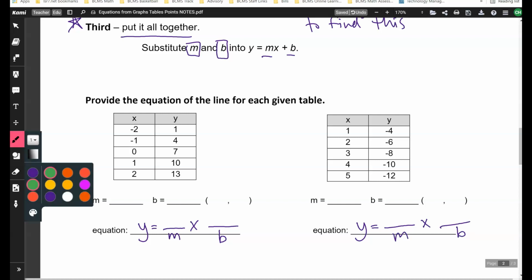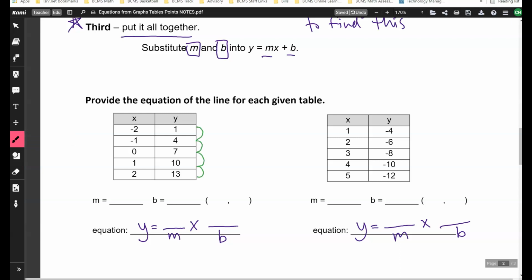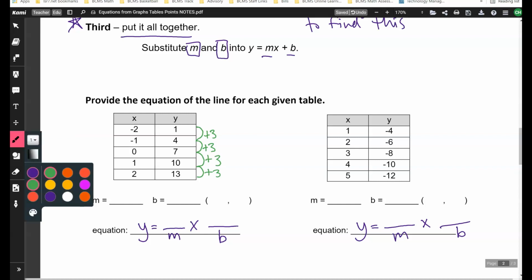So if we take a look at this first table right here, I'm looking for the change in y that's happening each time I get bigger. From 1 to 4, that's a change of positive 3. From 4 to 7, another change of 3. 7 to 10 is another change of 3. And 10 to 13 is another change of 3. That's really nice because it's going at the same rate.